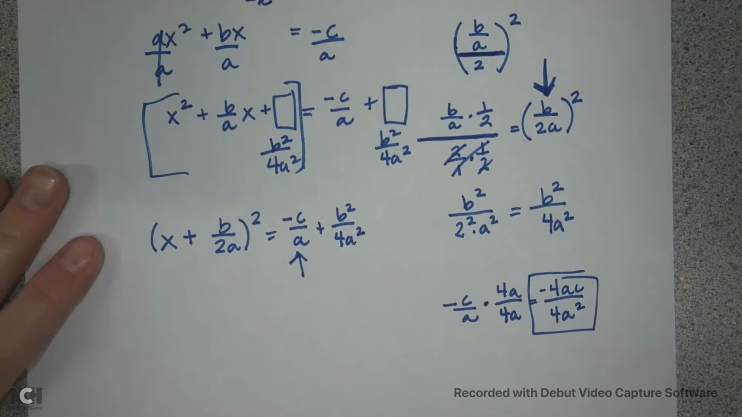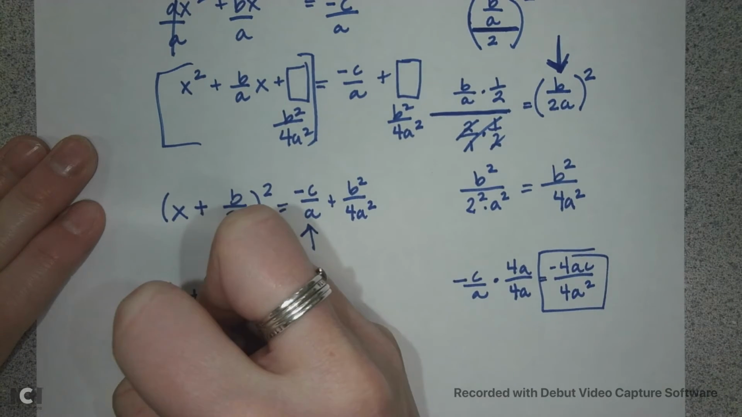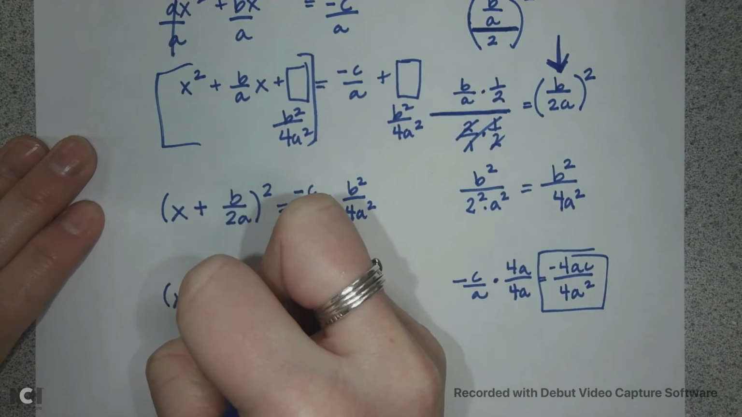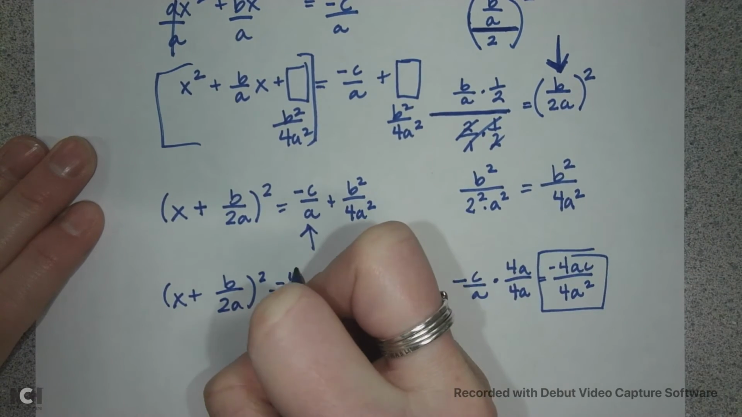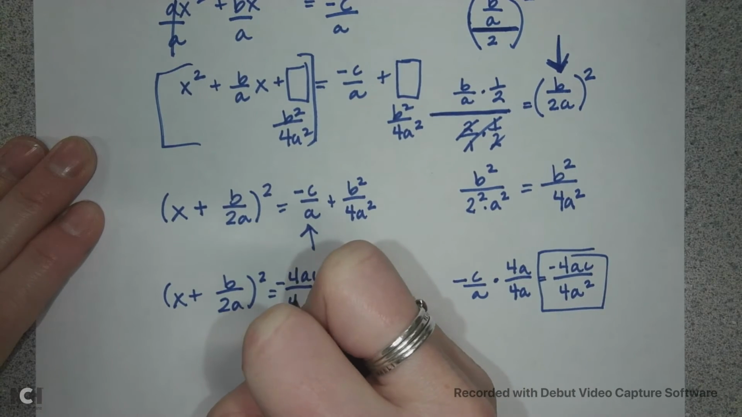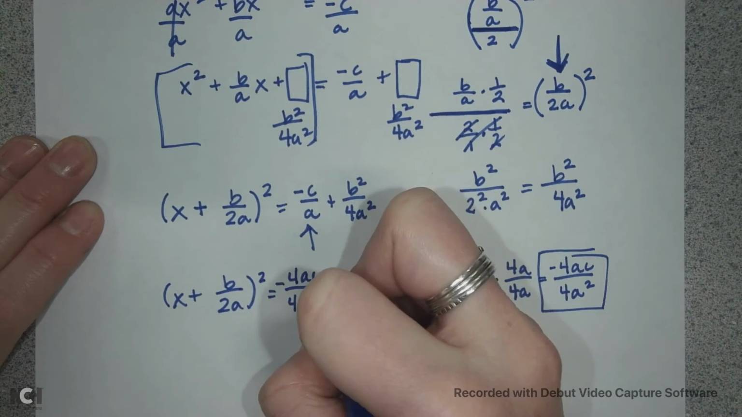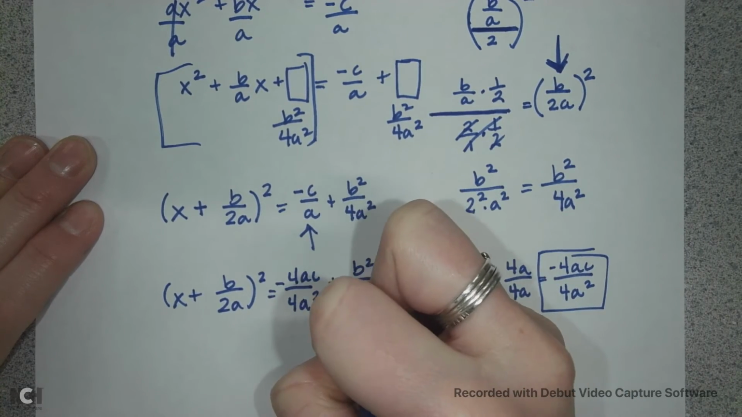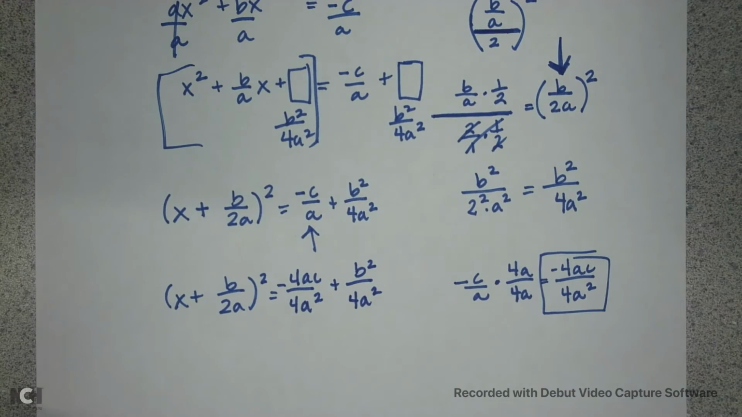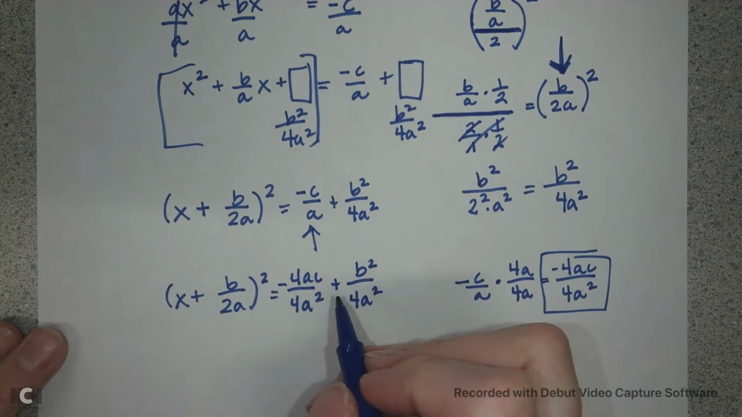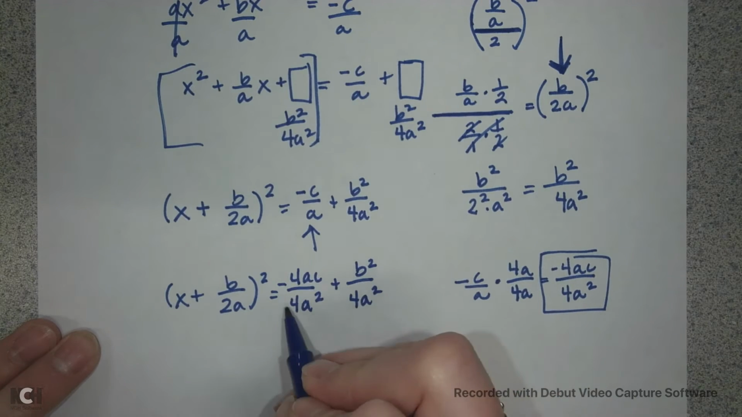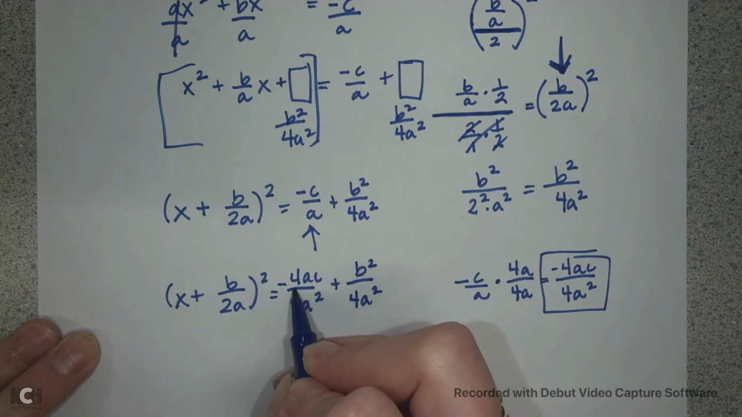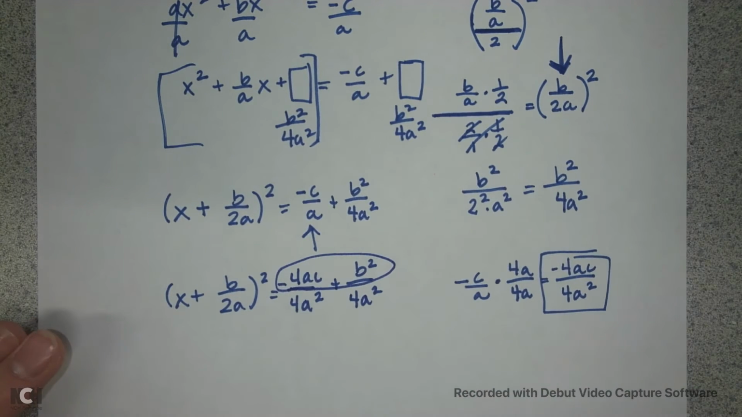So I'm going to take this value and replace it here so that my denominator matches with this one. Okay? So now we have x plus b over 2a squared equals negative 4ac over 4a squared, and this one, b squared over 4a squared. All right, so now what we're going to do is combine this. And since the denominators are the same, I'm just going to combine my fractions.